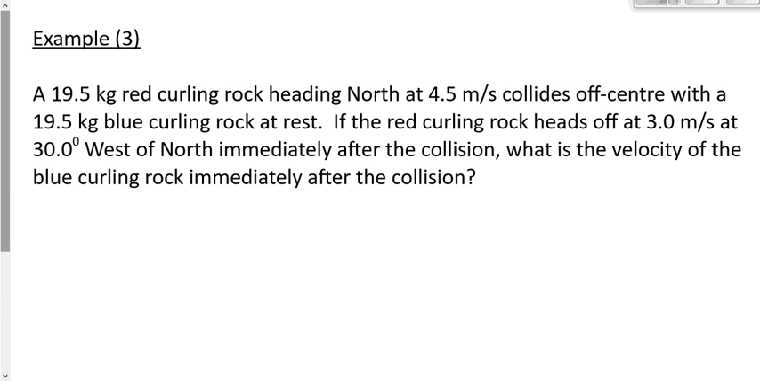All right, what do we got here? Let's draw it out. The red curling rock is heading north at 4.5 meters per second. We'll call that number 1. I'm not even going to label the mass because I know that it's going to end up canceling. So I'll just label the speed here, 4.5 meters per second. The blue curling rock is at rest.